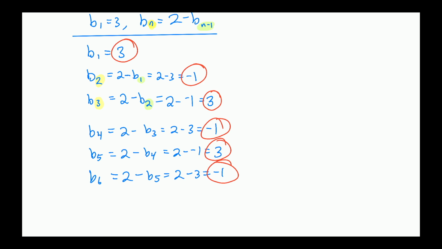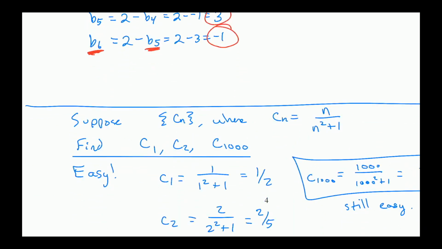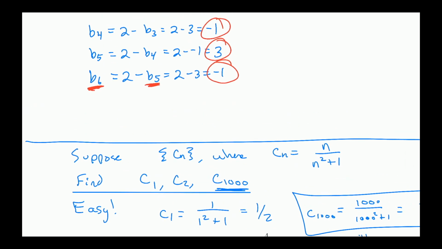Now the point is that in order to calculate B6, you need B5, right? And so that's a problem if you want to calculate something far off in the sequence, right? Imagine I wanted down here C1000. What if I wanted B1000? If you wanted B1000, you'd be in trouble because B1000 is 2 minus B999. But what's B999?